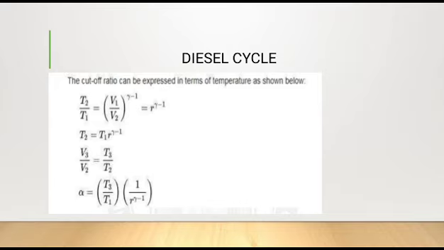The cutoff ratio can be expressed in terms of temperature as shown below. T2 by T1 is equal to (V1 by V2)^(gamma minus 1), which is equal to r, the compression ratio, power gamma minus 1. T2 is equal to T1 into r^(gamma minus 1). V3 by V2 is equal to T3 by T2. Alpha is equal to T3 by T1 into 1 by r^(gamma minus 1).